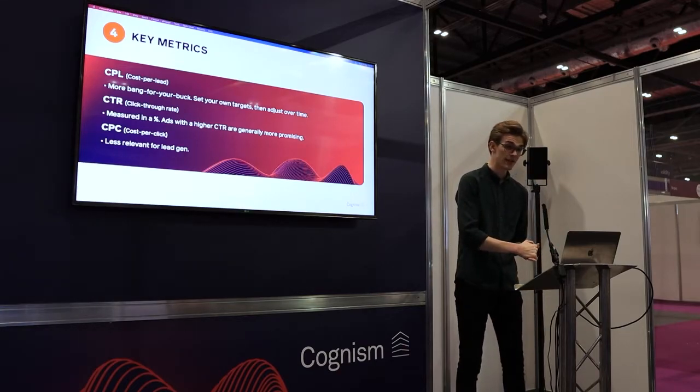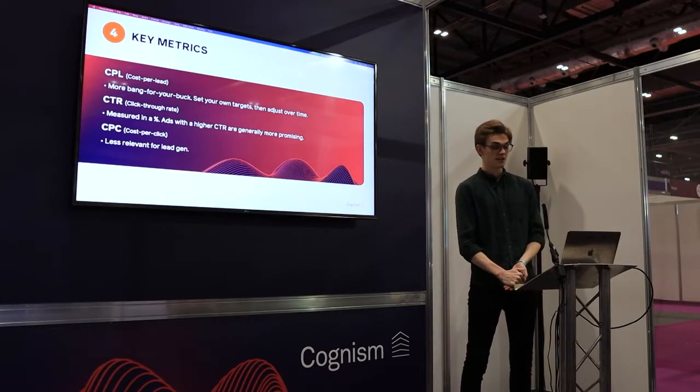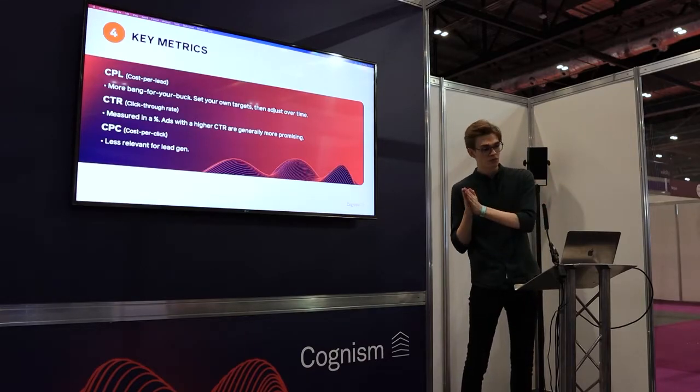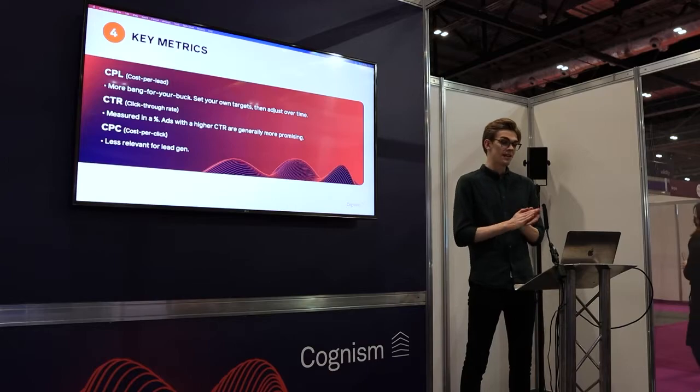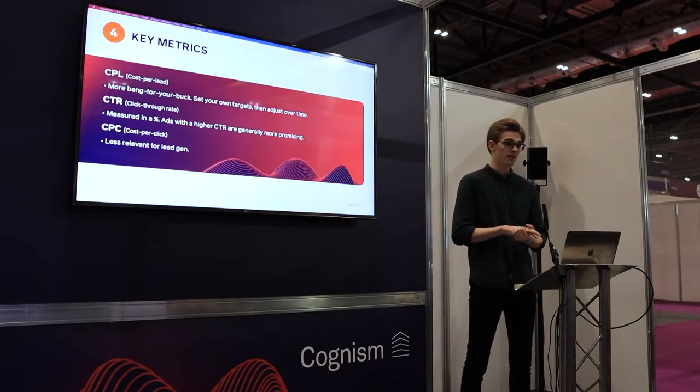The second thing you want to look at is your click-through rate, or CTR. So when you're optimizing your ads, you're testing them, you're measuring them, look at the CTR, which basically is measured in percentage and shows what percentage of people are clicking through, are having a look at your ad, and this shows which ads are more promising when you're testing. Finally, you might have seen your CPC or your cost per click. Don't worry about this for lead gen. Your cost per click is much less relevant.